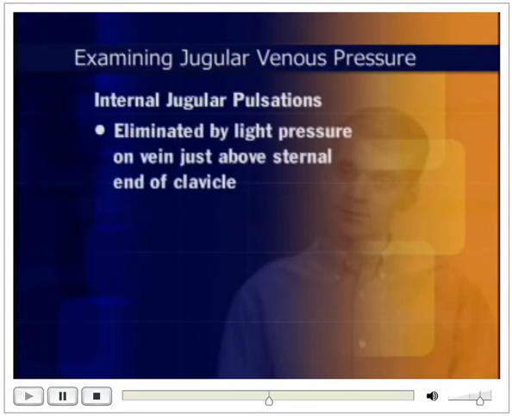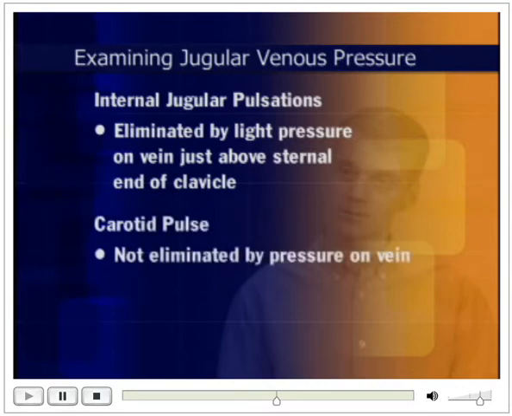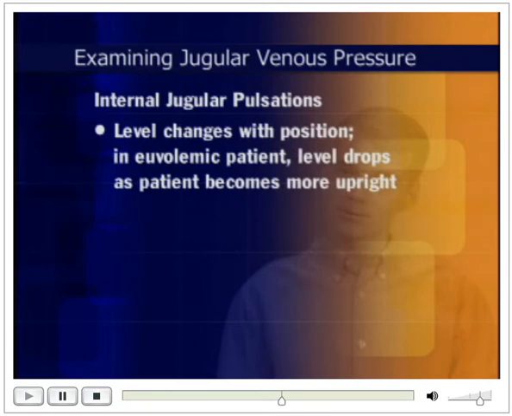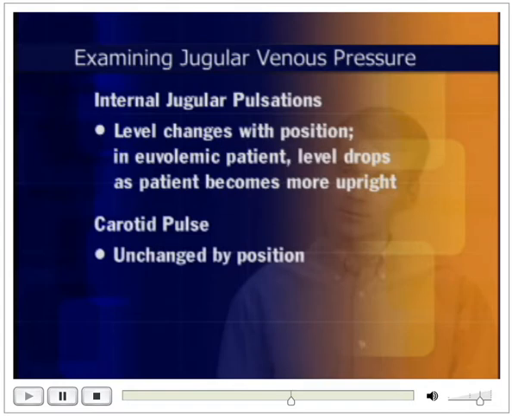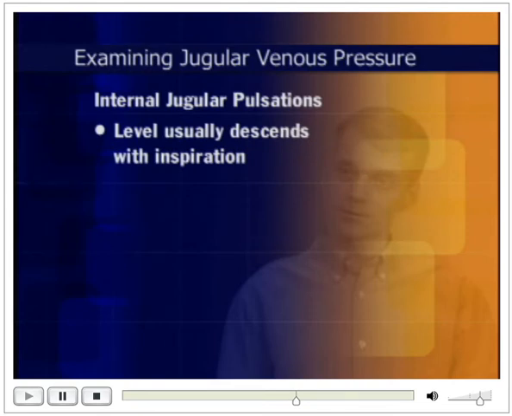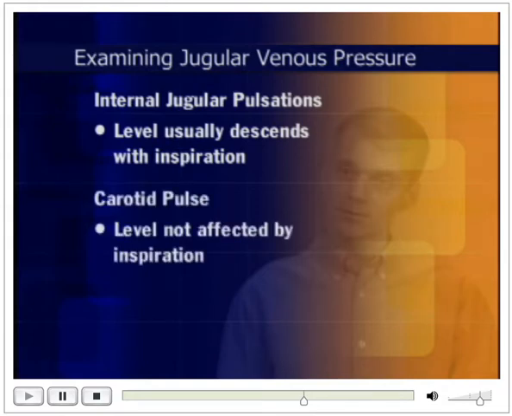Internal jugular pulsations are eliminated by light pressure on the vein just above the sternal end of the clavicle. The carotid pulse is not eliminated by the pressure. The level of internal jugular pulsations changes with position. In a euvolemic patient, the level in the neck drops as the patient becomes more upright, whereas the carotid pulse is unchanged by position. Finally, the level of internal jugular pulsations usually descends with inspiration, whereas the carotid pulse is not affected by inspiration.